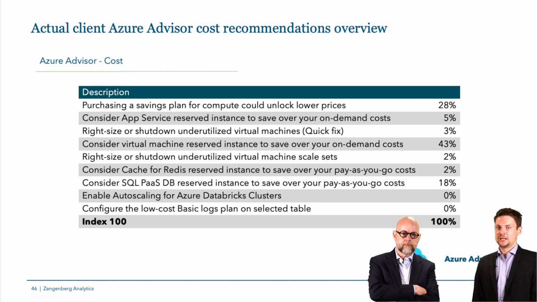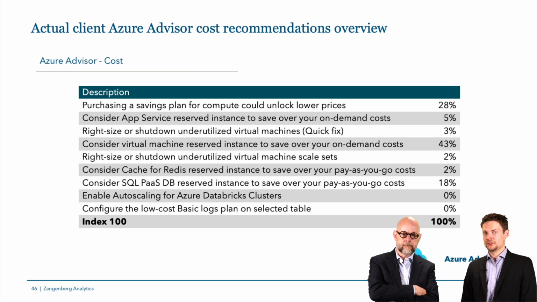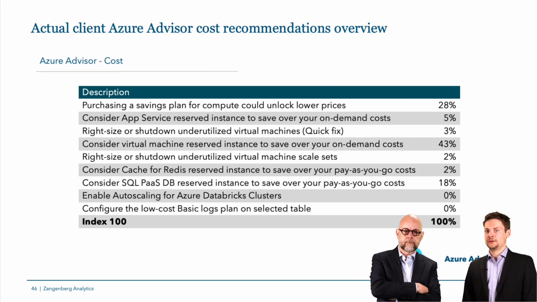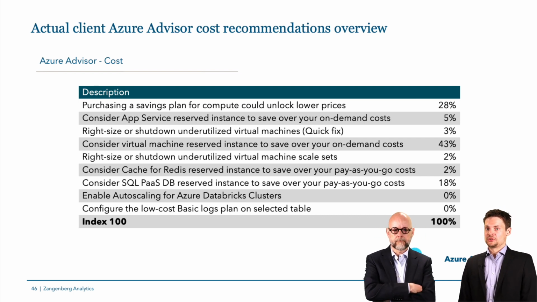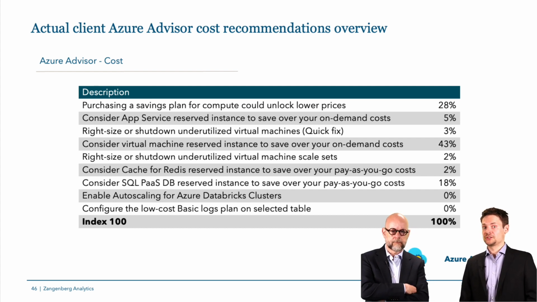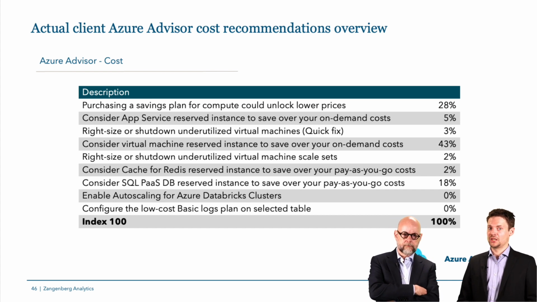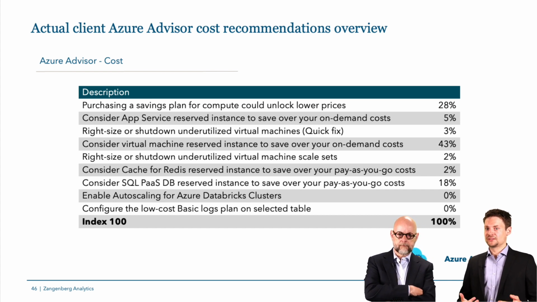So we can see that if you do saving plans, you can save 25 or 28%, and then it has some other savings potential. There is on-demand reserved instance of machines. There's rightsizing or shutting down underutilized virtual machines. There's 3% savings per year. So this is Microsoft Advisor.